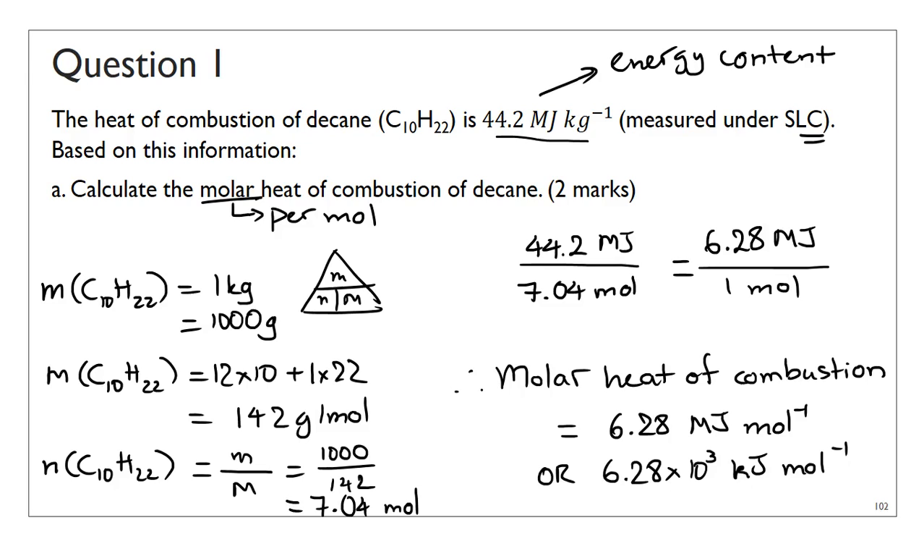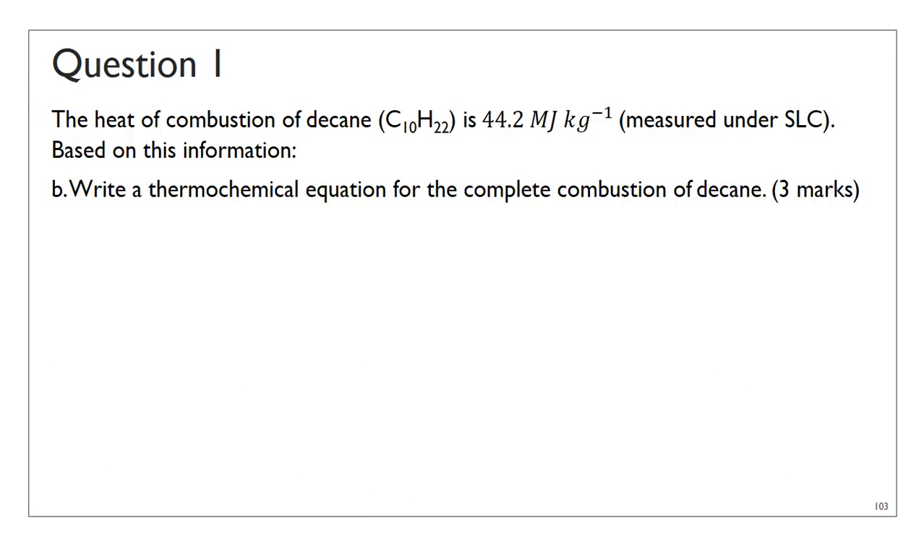So that's part A. And then let's look at part B. Write a thermochemical equation for the complete combustion of decane. All right, so this is why SLC is mentioned, because it tells you that the state of H2O must be liquid. I don't know why I always act surprised when I record these videos. Oh, this is why this is mentioned. I mean, I wrote the question myself, but anyway. So thermochemical equation means that you need a balanced equation with states, and also you're going to need to include delta H in the final answer. So don't forget that. That's the difference between an equation and a thermochemical equation.